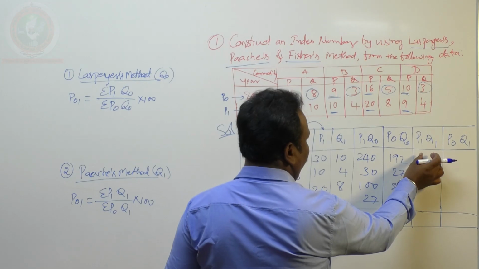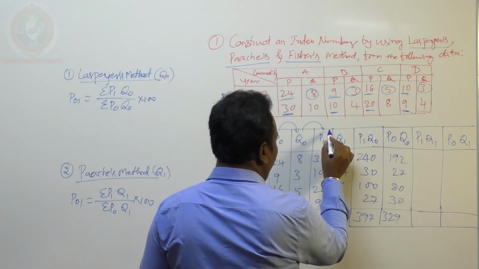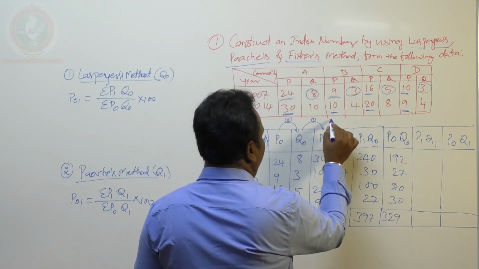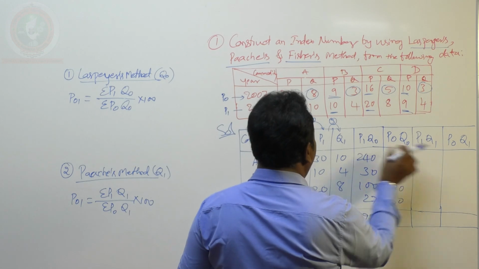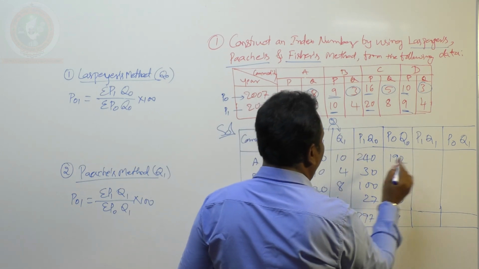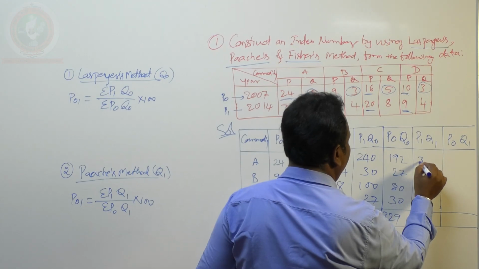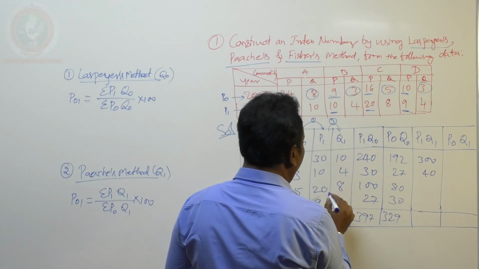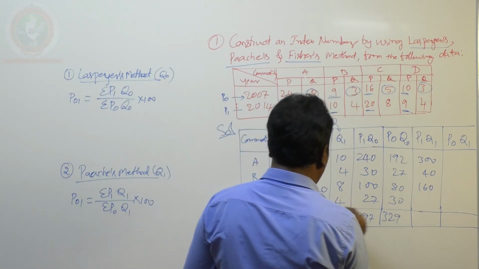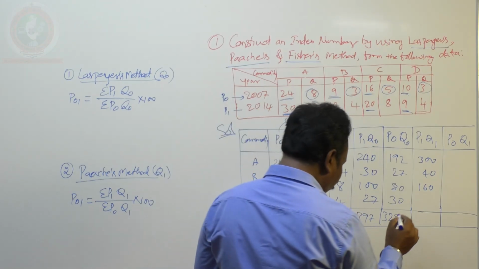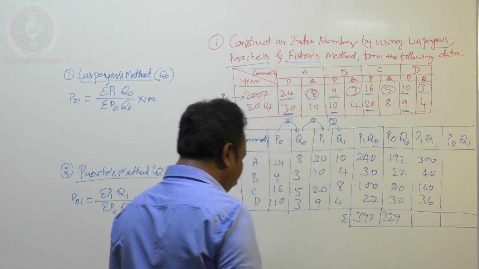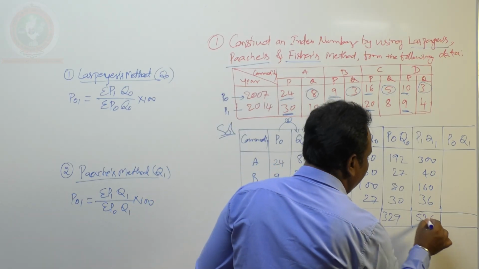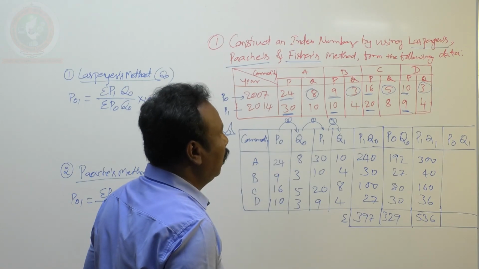Now, calculation of P1 Q1, which is just the multiplication of these two. So, 30 into 10 is 300, then 10 into 4 is 40, 20 into 8 is 160, then 9 into 4 is 36. So, 340, 160, 36. The total is 536, that is the summation of P1 Q1.